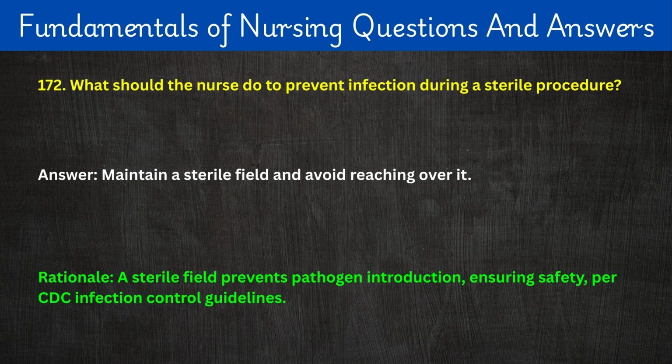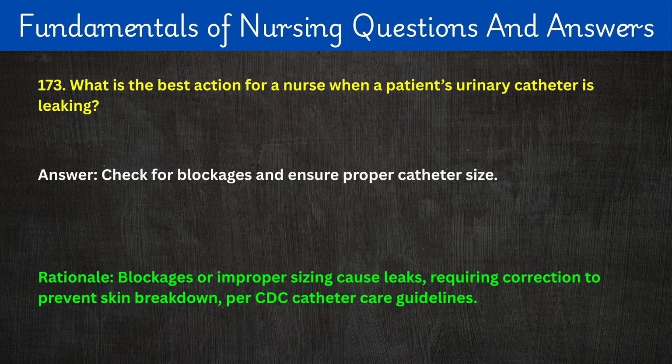172. What should the nurse do to prevent infection during a sterile procedure? Answer. Maintain a sterile field and avoid reaching over it. Rationale. A sterile field prevents pathogen introduction, ensuring safety, per CDC infection control guidelines.